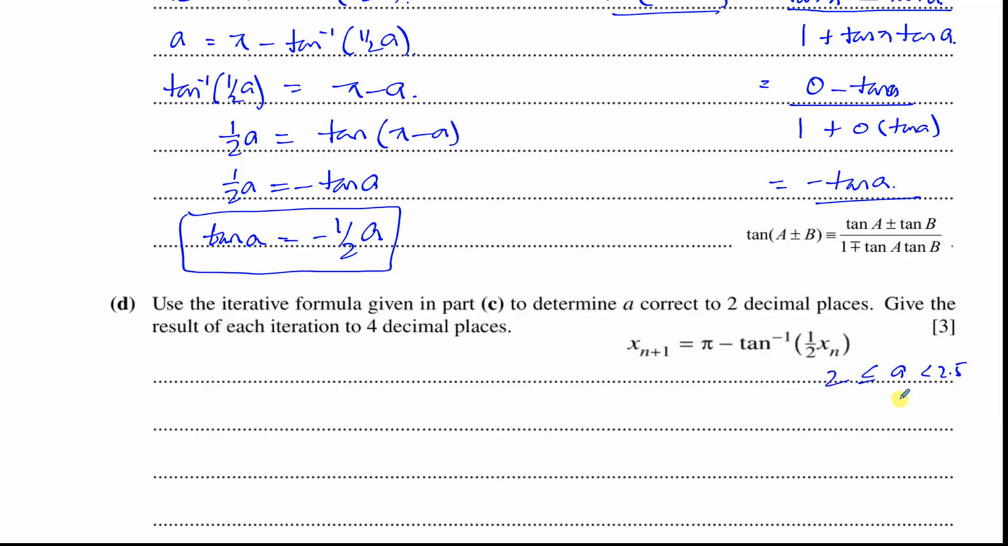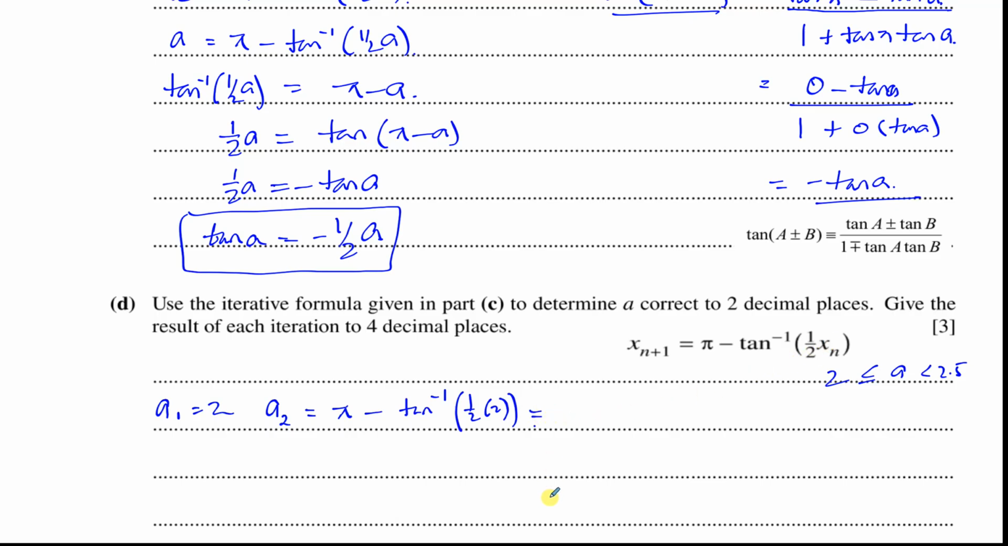All right. So what we can do is choose one of these values. For example, I can choose the first value of A to be 2. Now, how do I do this? I put A equals 2 into the iterative formula. So I can say A2 is going to be pi minus inverse tan of a half times 2. So I've replaced the A here with 2.